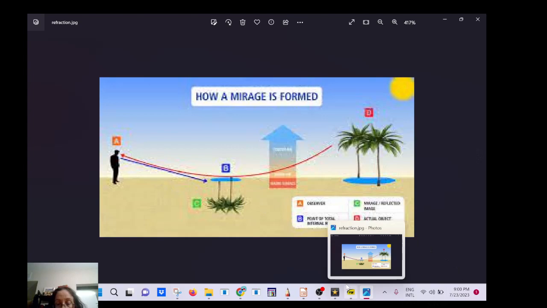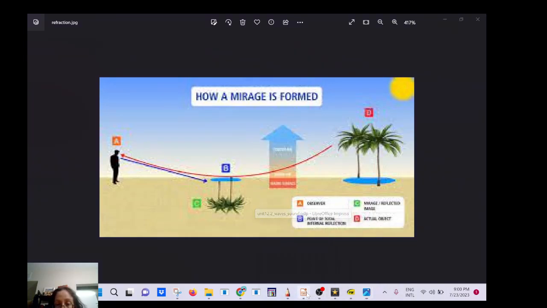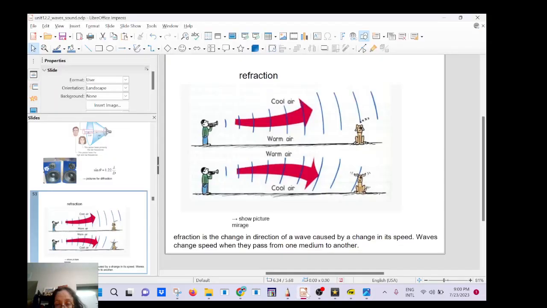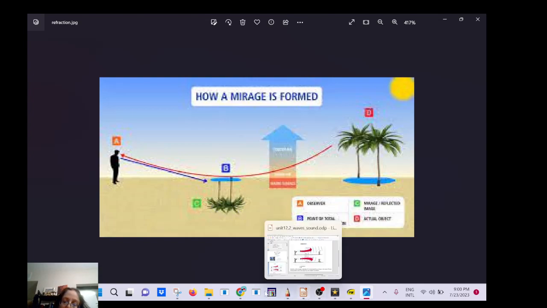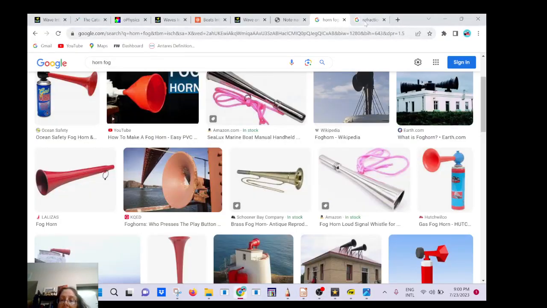So it works the same way. You see, same way, because this is warm, this is cool, and it's going this way. And for a mirage, for light, it also works the same way. This is warm, this is cool, and it's going this way. And you see your mirage here. So you can look up refraction.